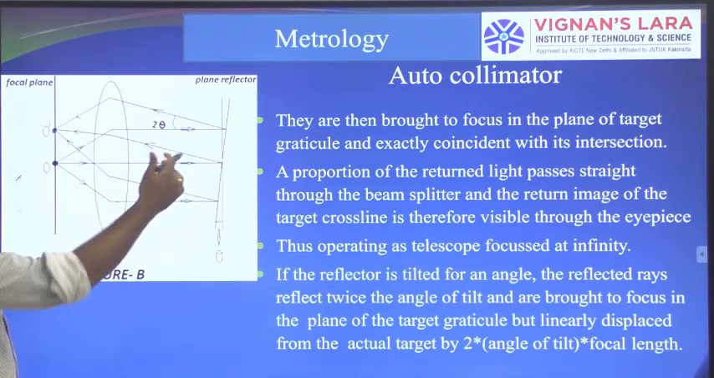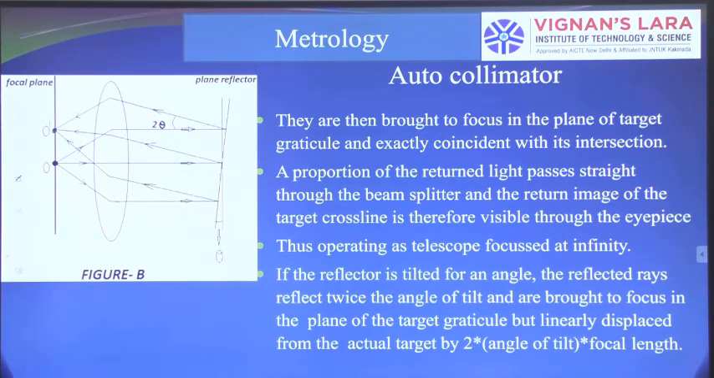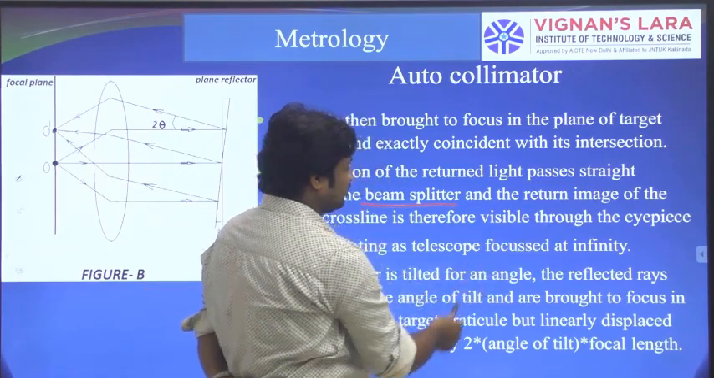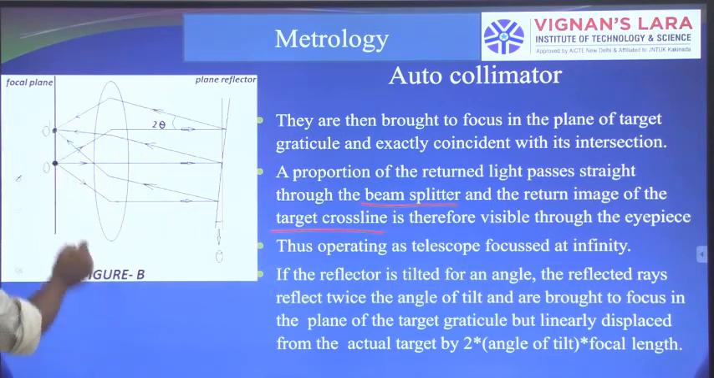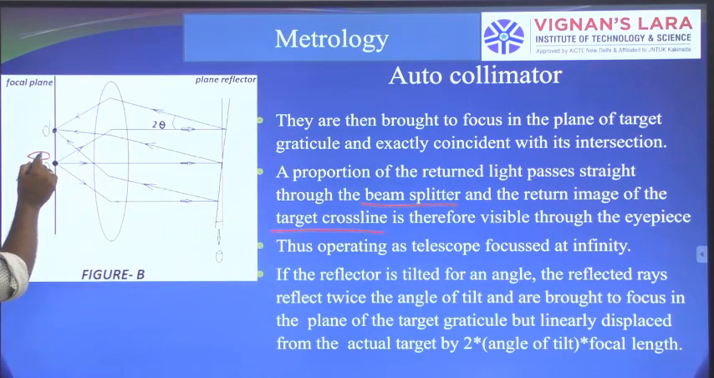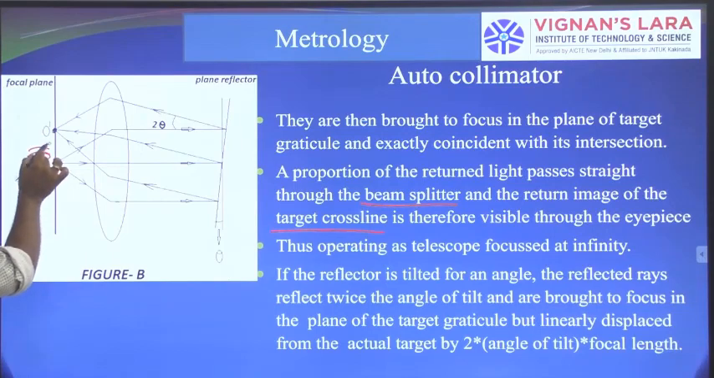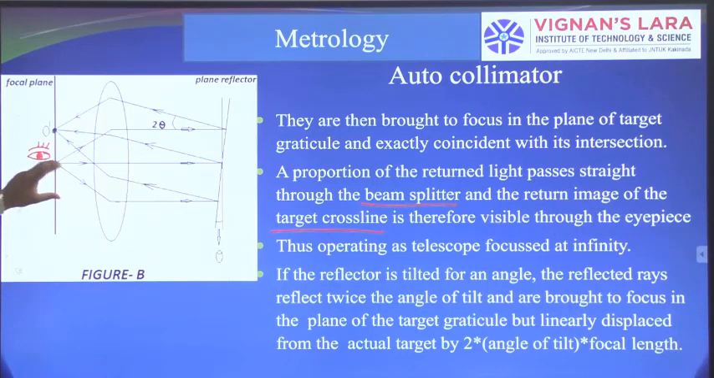So in the earlier case, we discussed that the beams reflect along the same path. A portion of the return light passes straight through the beam splitter, and the return image of the target crosshair is therefore visible through the eyepiece. So from the eyepiece, we are going to visualize these rays.